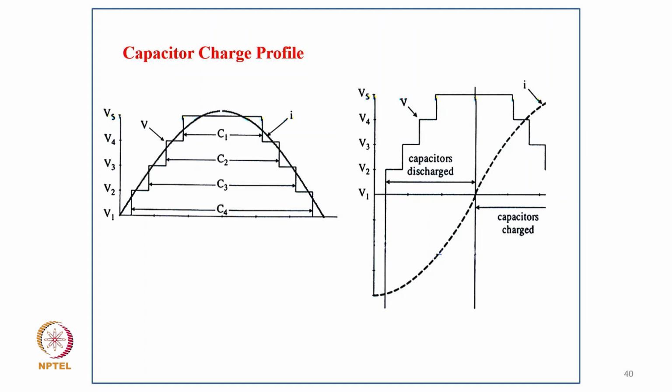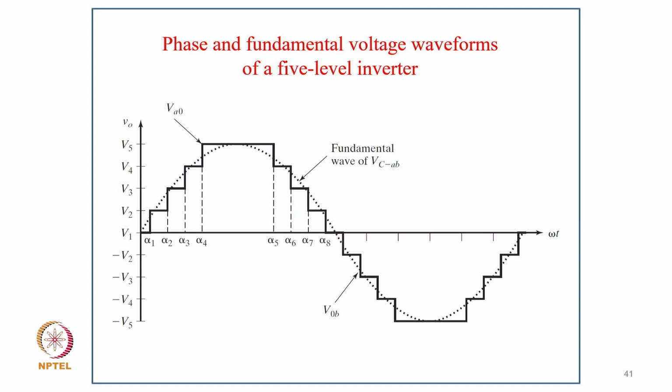I mean the voltage at the output, and how the current is typically flowing. With this, your capacitor is charging, and this is the phase and fundamental voltage waveform of a 5-level inverter.